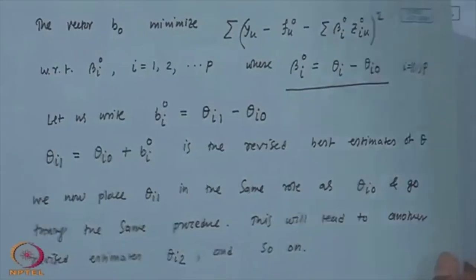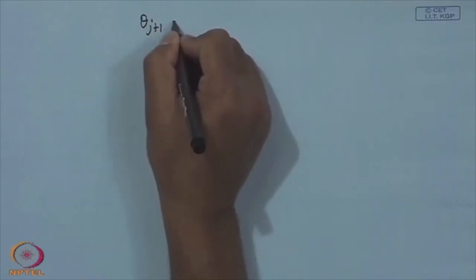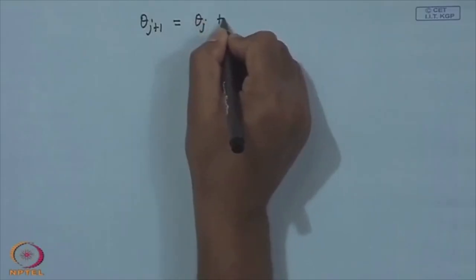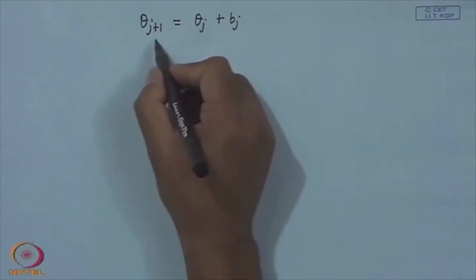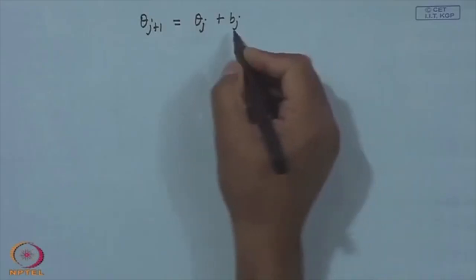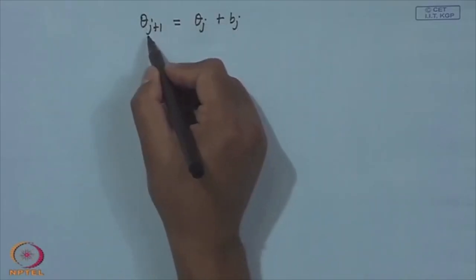in the same role as theta naught was initially. So, we will do the same thing again: we take the Taylor series expansion of the nonlinear function about theta 1. And then once you transform the nonlinear model to a linear model, we can apply the results of linear regression, and from theta 1 you will get theta 2 and so on. So, at some point after the jth iteration, we will get theta j plus 1 equal to theta j plus beta j. So, in the j plus 1th iteration, we improved theta j by using the same technique, and the revised one is theta j plus 1.